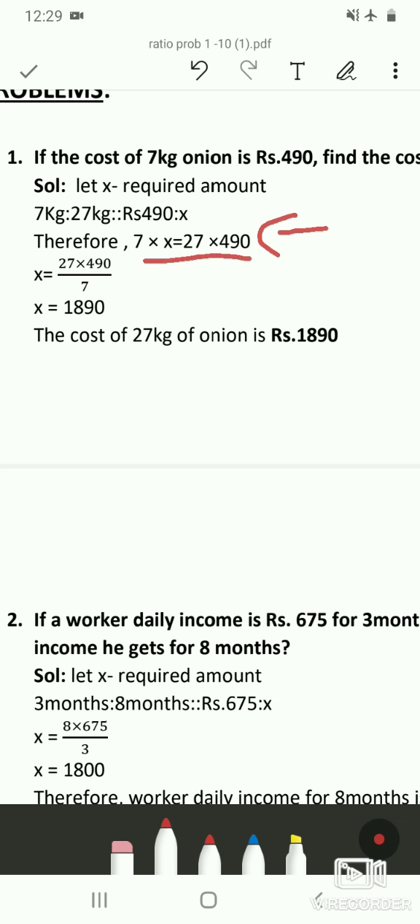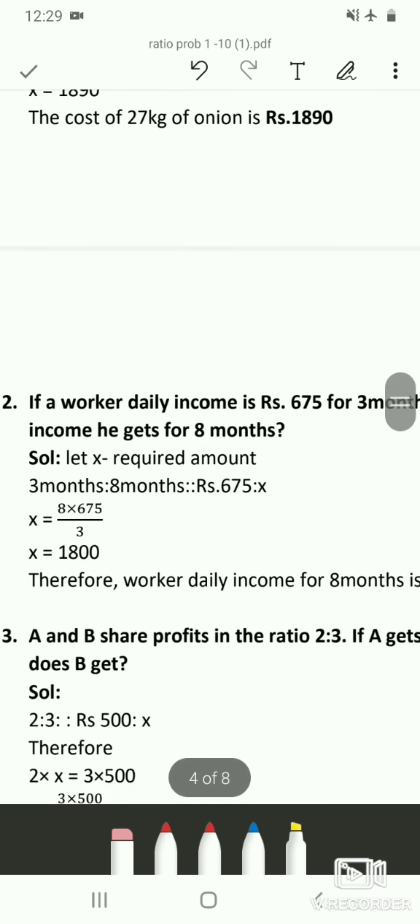So once you get this equation, then the next step is just the simplification. So we have to find out x. Therefore x is equal to 27 into 490 upon 7. So this 7 goes to the denominator. So simplify this term using your simple calculators. So x is equal to 1890. Therefore the cost of 27 kg of onion is rupees 1890. So this is how you solve proportion problems.